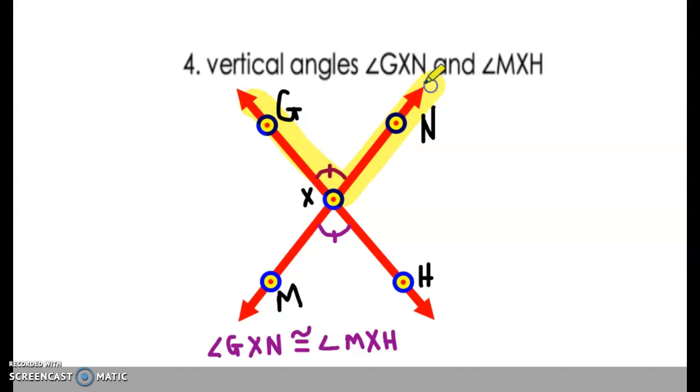So let's look, GXN, MXH. They're across from each other and they are congruent. So angle GXN is going to be congruent to angle MXH.